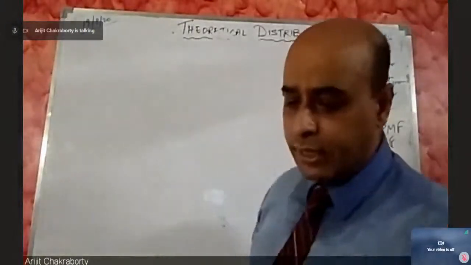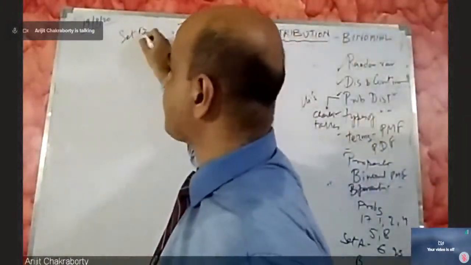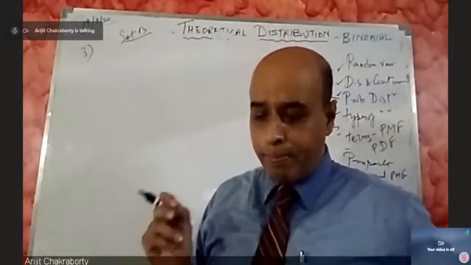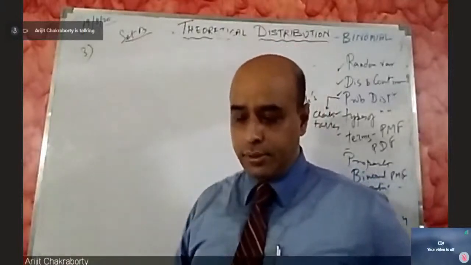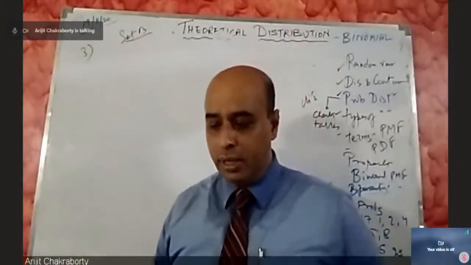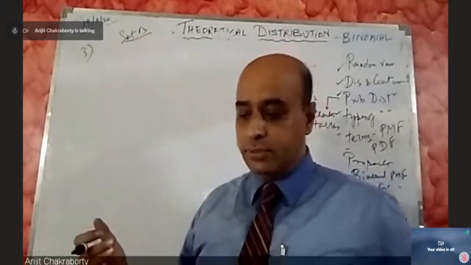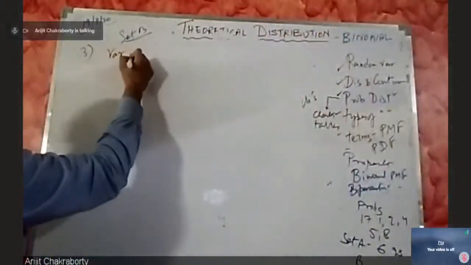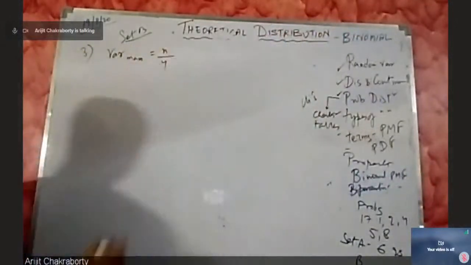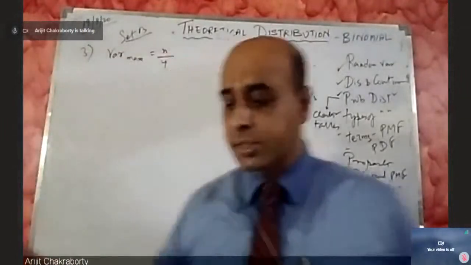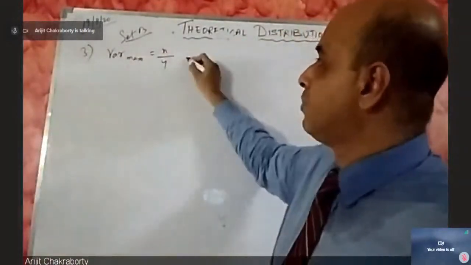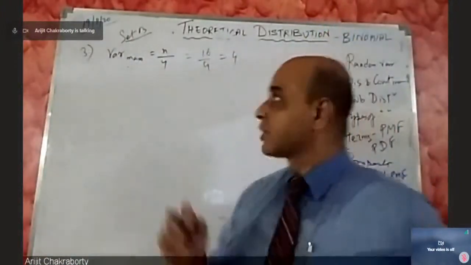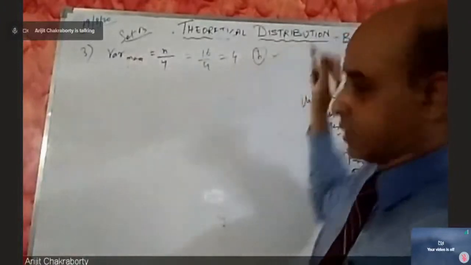Okay, set B, I am taking number 3 first. If X follows a binomial distribution with parameters n and p, what would be the greatest value of the variance when n is 16? We know that the maximum variance is given by n by 4. Now here it is given that n is 16. Therefore the variance will be 16 by 4, that is 4. So I think the second option, question number 3, option B, is the right answer.